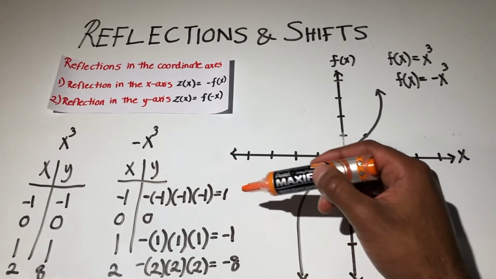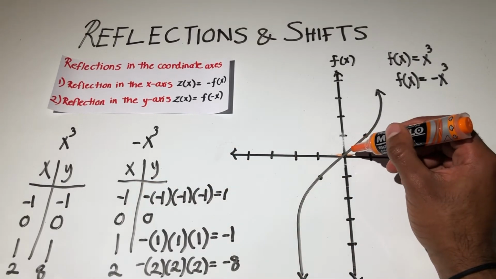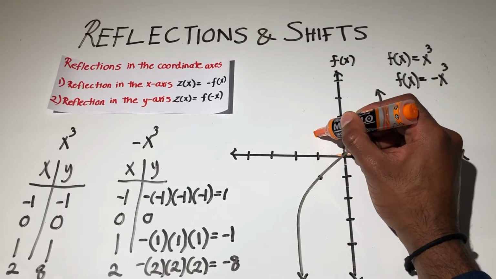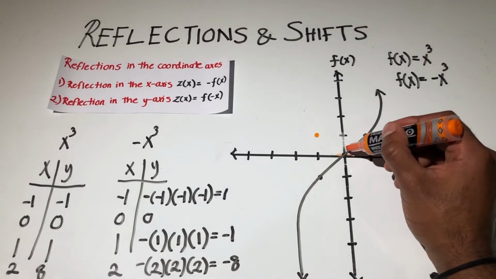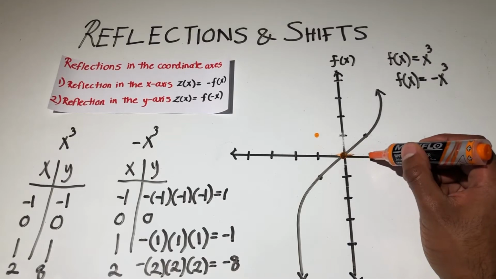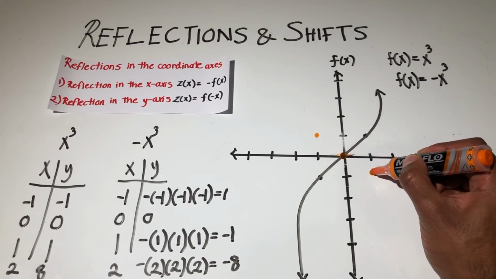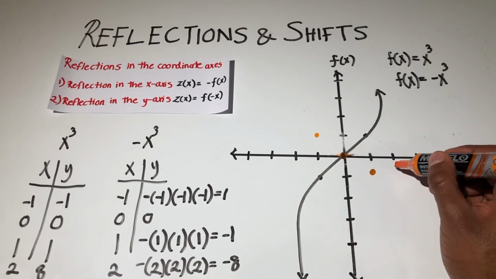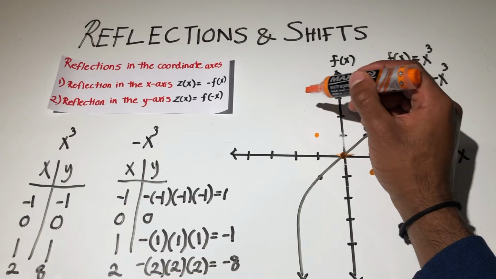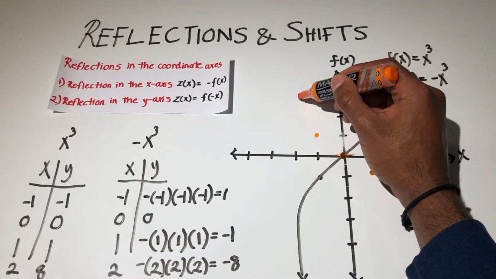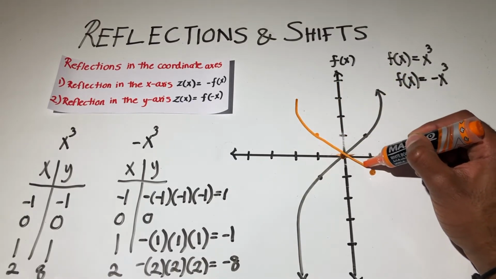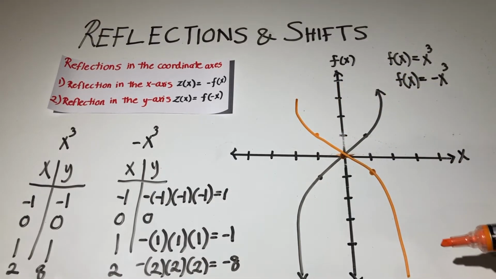We have negative 1 at 1, so 1 unit to the left, and then 1 unit up. And we have 0 and 0, which is at the origin. We have 1 and negative 1, which is here. And we have 2 and negative 8, which is somewhere down here. So if we connect the dots, we can see that the graph is kind of behaving like this.